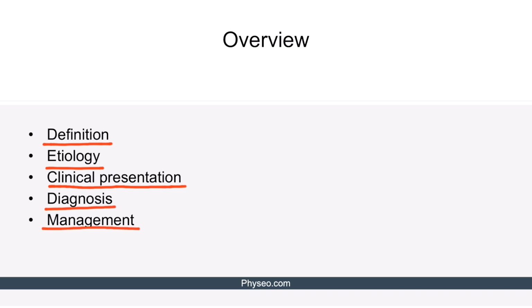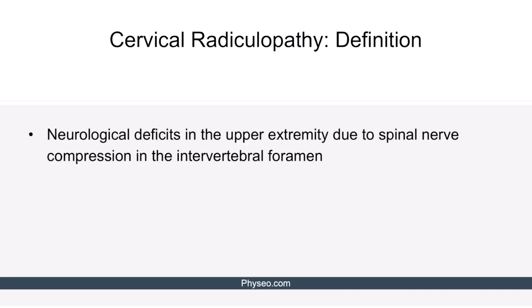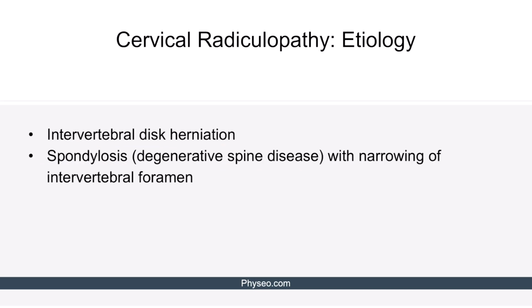Let's start with cervical radiculopathy. Cervical radiculopathy represents neurologic deficits in the upper extremity due to spinal nerve compression in the intervertebral foramen. It is most commonly caused by either intervertebral disc herniation or spondylosis with narrowing of the intervertebral foramen.